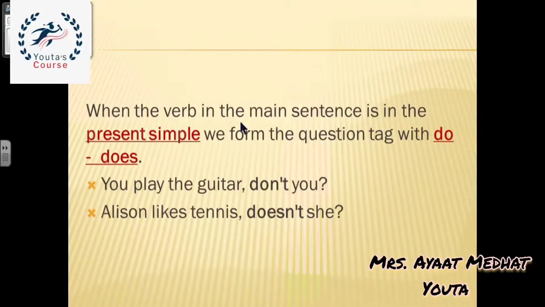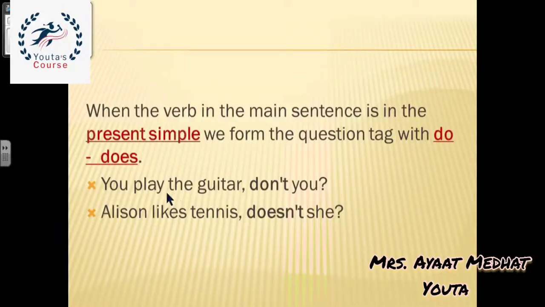When the verb in the main sentence is in the present simple, we form the question tag with do or does. Let's look at the sentence. You play the guitar. We have here, number 1, the comma. Number 2, let's look for a helping verb. Do we have any of verb to be here? Am, is, are, was, or were? No. Do we have any of verb to have, has, or had?